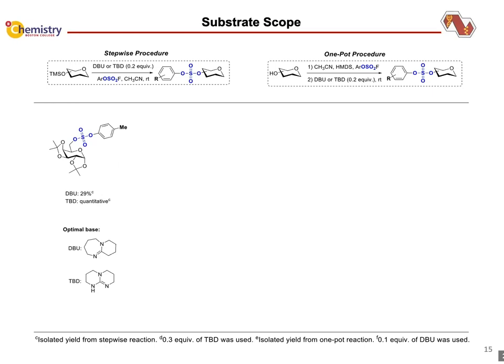Another optimization is that we found that the SuFEx reaction to introduce the sulfate diester can be done in a one-pot manner.